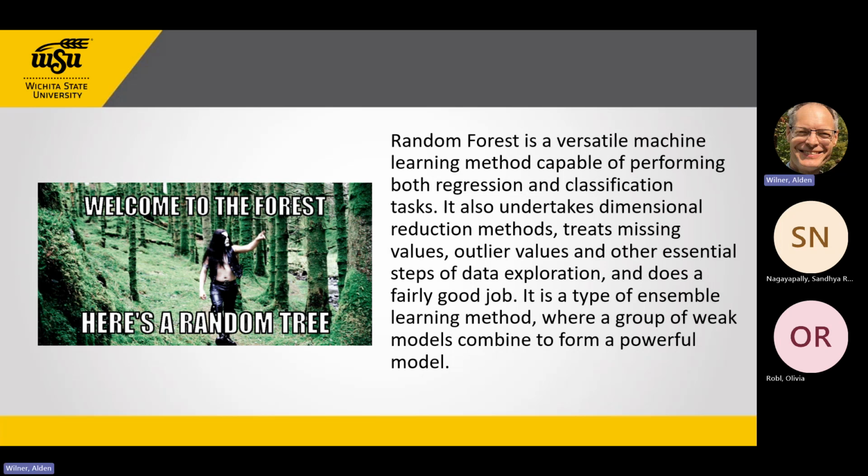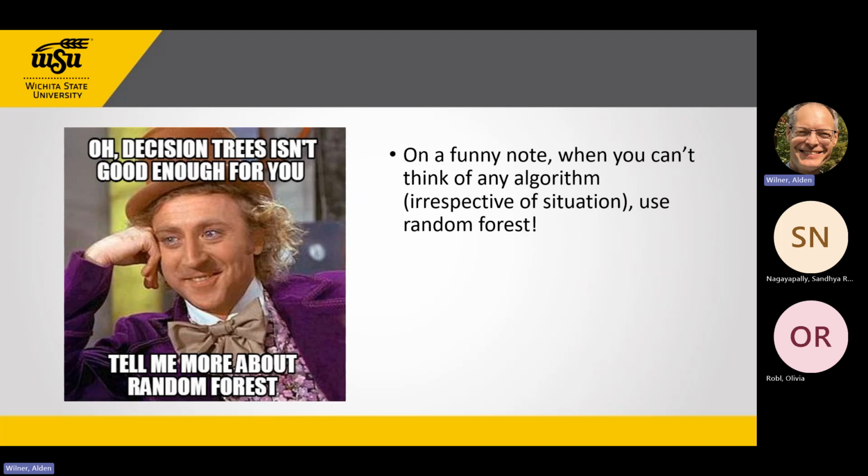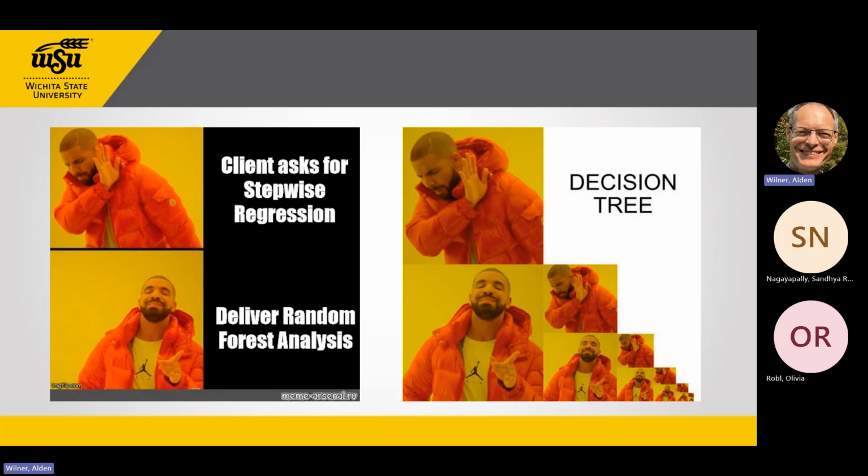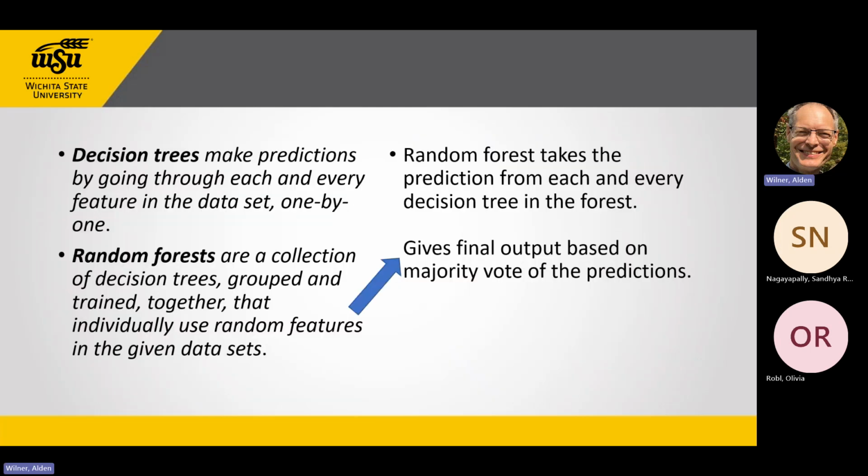Okay, so if it sounds like magic, it's because it is, yeah? Oh, decision trees aren't good enough for you. Tell me more about random forest, right? So if you can't think of a good algorithm, try a random forest, right? If you're sitting there and you're like, linear regression is not working for me, right? Try a random forest. Client asks for stepwise regression. We deliver a random forest analysis. Decision trees all the way down, right?